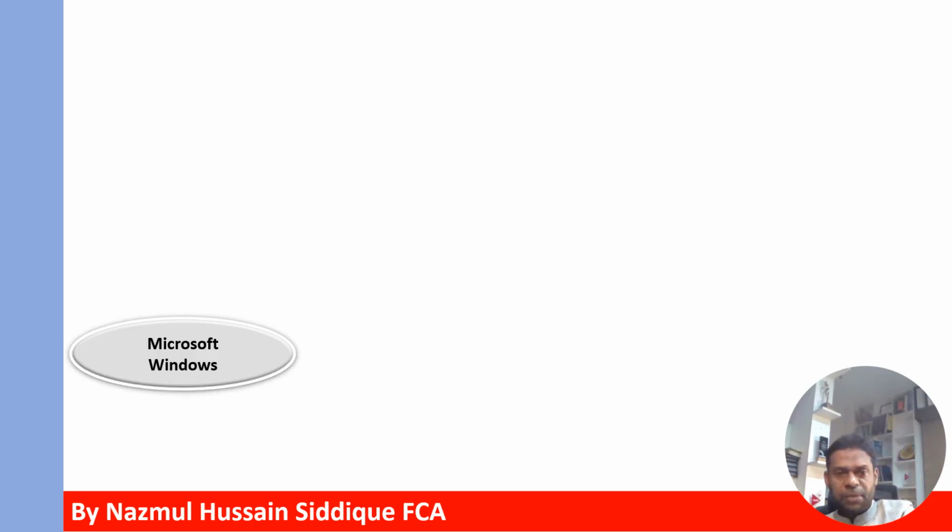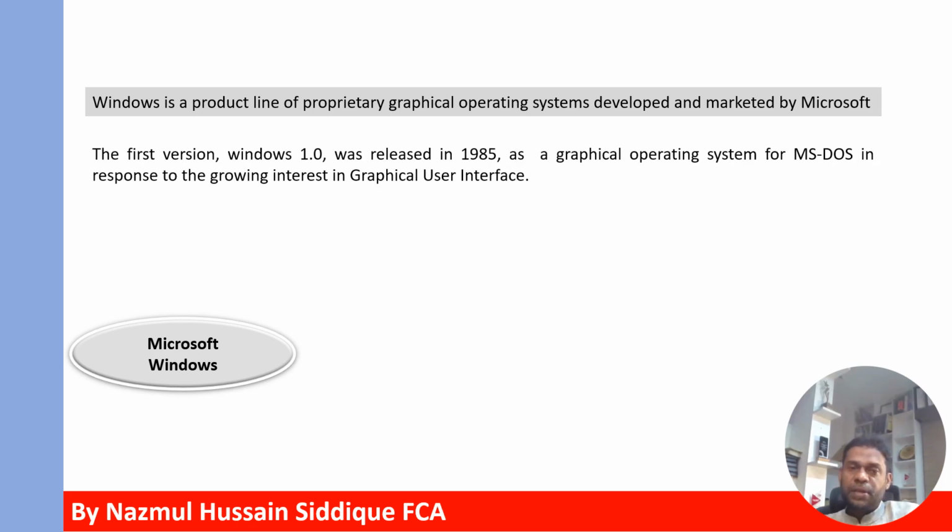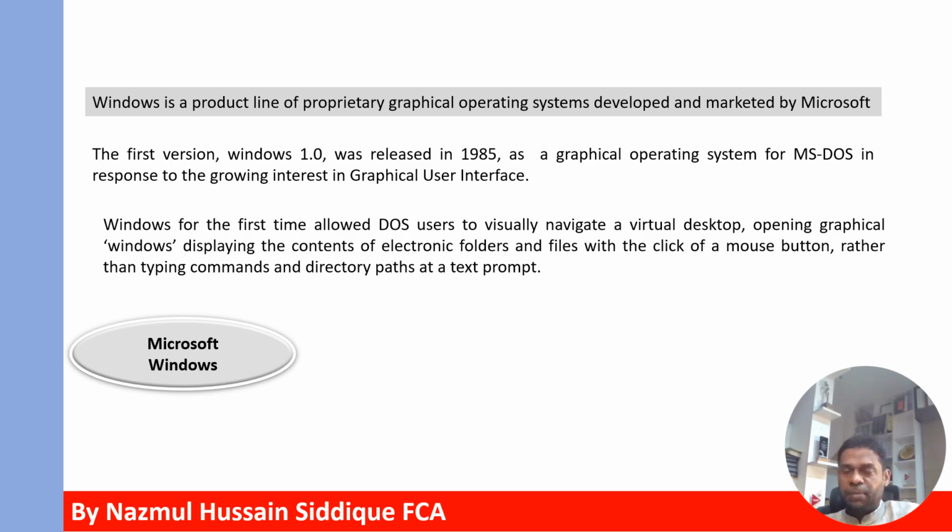Next milestone is Microsoft Windows computer system. Windows is a product line of proprietary graphical operating systems developed and marketed by Microsoft. The first version, Windows 1.0, was released in 1985 as a graphical operating system for MS-DOS in response to the growing interest in graphical user interface. Windows for the first time allowed DOS users to visually navigate a virtual desktop, opening graphical windows, displaying the contents of electronic folders and files with the click of a mouse button rather than typing commands and directory paths at a text prompt.